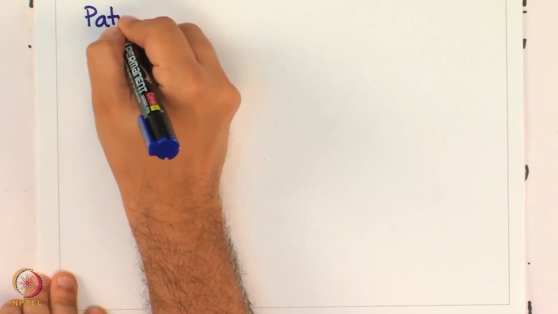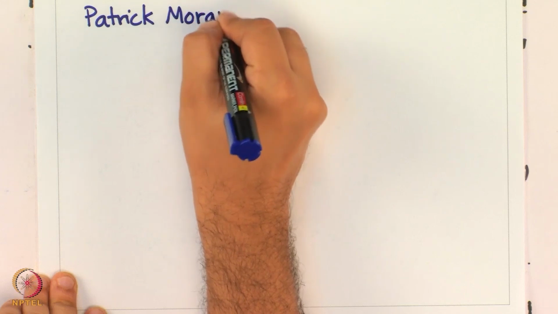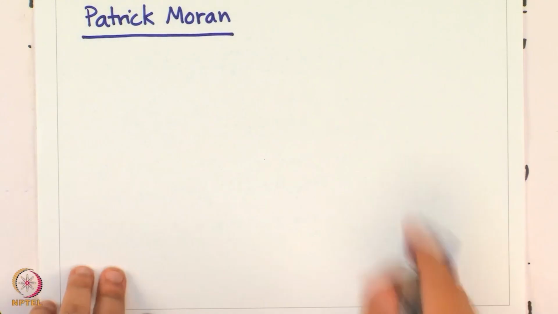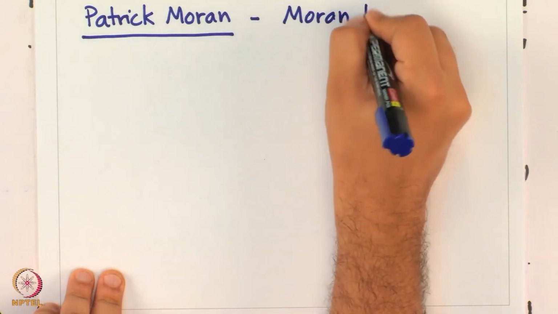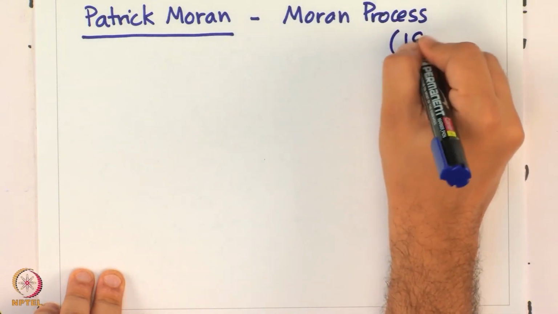Alright. So with these rules, we come to the algorithm that we want to discuss, and this is a very famous algorithm which was proposed by somebody called Patrick Moran, who was an Australian geneticist, and the process is called the Moran process, and this was developed in 1958.